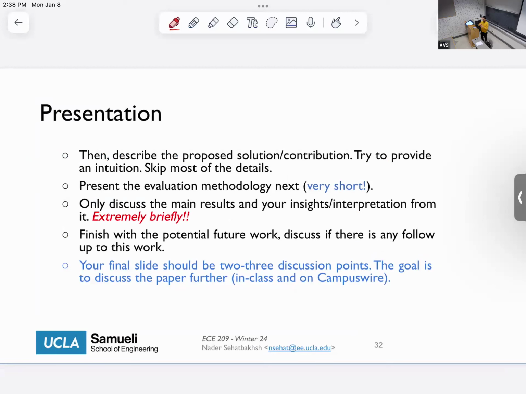So then after giving the background, describe the solution. Try to stay at the intuition level rather than going into the nitty-gritty of how this has been implemented, because this is only 10 minutes. And again, this is just to give people a sense of what's going on. So give us the big picture, not the details. Whoever is interested in the details should go and read the paper.